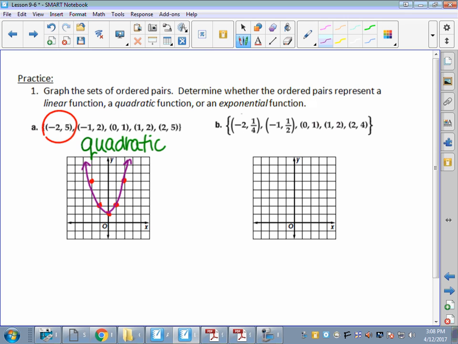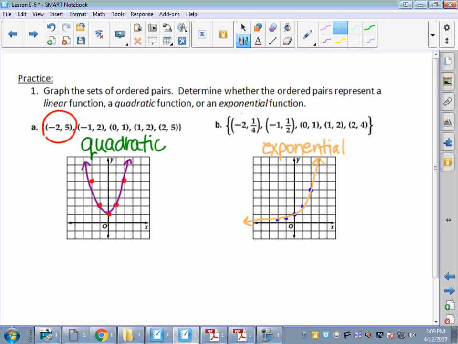B, if I sketch these points, negative 2, one fourth, negative 1, one half, 0, 1, 1, 2, and 2, 4. Again, hit pause here because I graphed those pretty quick. Make sure that you do that. When I connect these dots, will they be linear? Did I give you enough information to know if it's a parabola? All I can do is use the information that was given. It looks to me like that's what I've got. Because it doesn't tell me where the vertex is, and going in my direction, like the last example, I'm going to say that this is an exponential. So it's just looking at the shape.